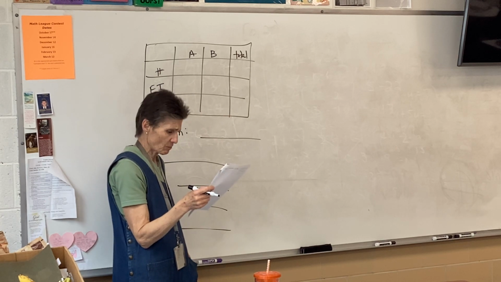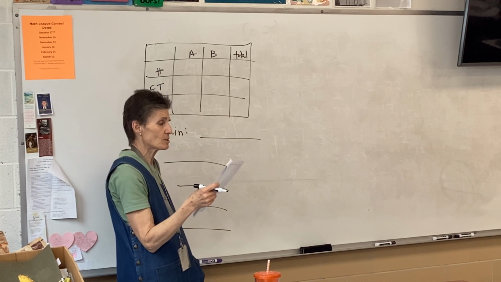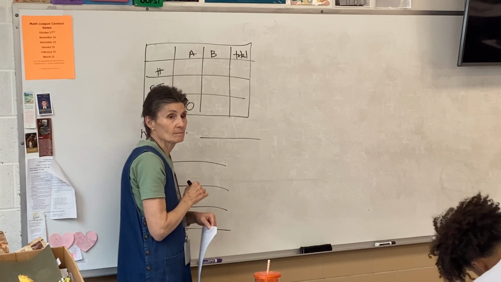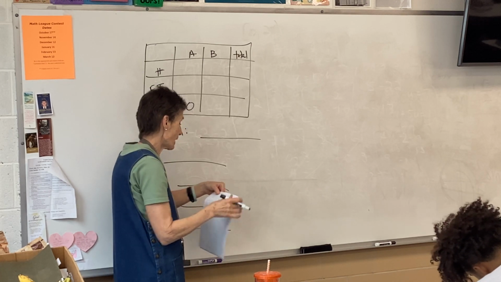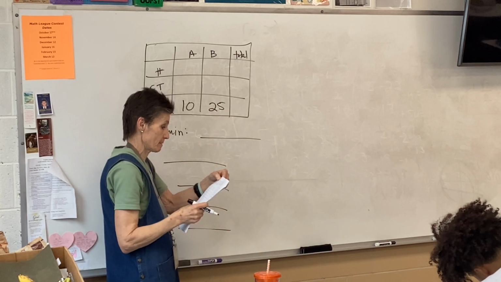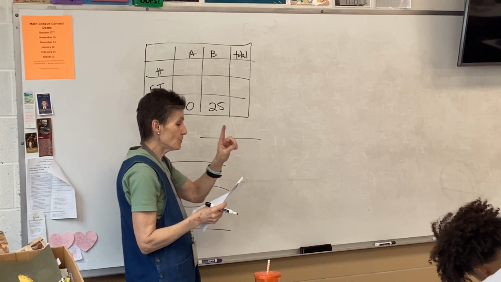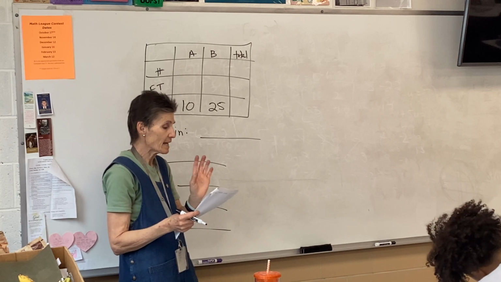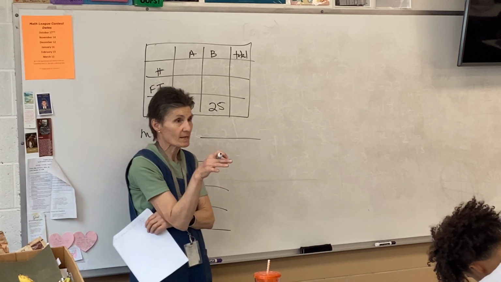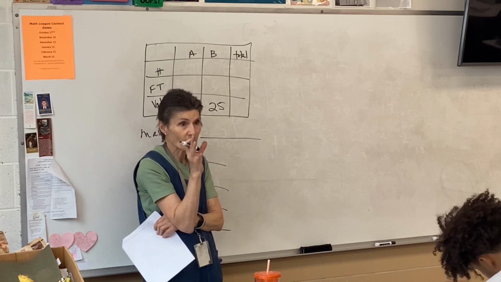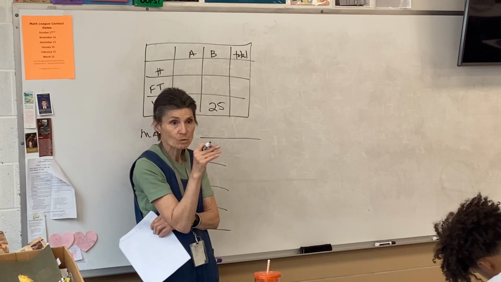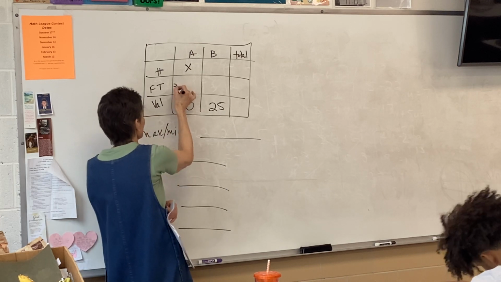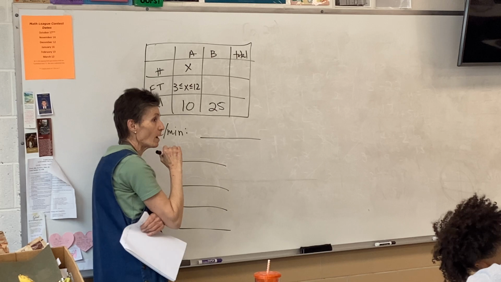You are about to take a test that contains questions of type A worth 10 points and questions of type B worth 25 points. You must do at least 3 A's, but you can't do more than 12. That's a fixed interval. Whatever A is, it has to be between 3 and 12. So let's call A X, and they have to be between 3 and 12.